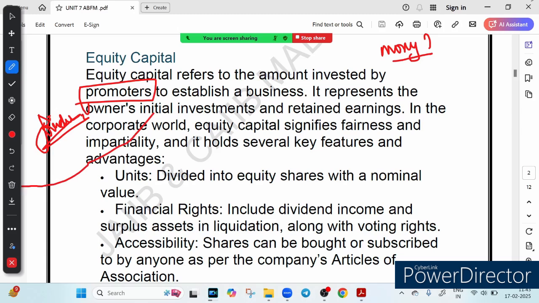So the founder or promoter puts in their own fund, meaning whoever has founded this food app will put in their own fund, and this is what we call equity capital. Think of it as the backbone of a business. It is the owner's money invested to kick start the operation, right?